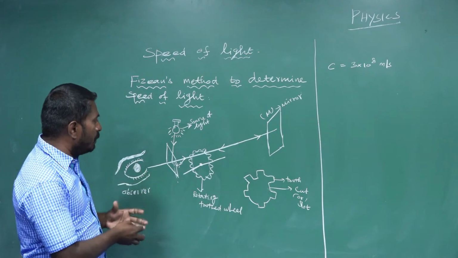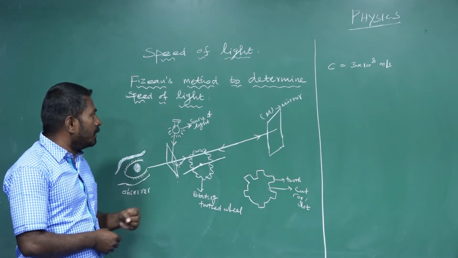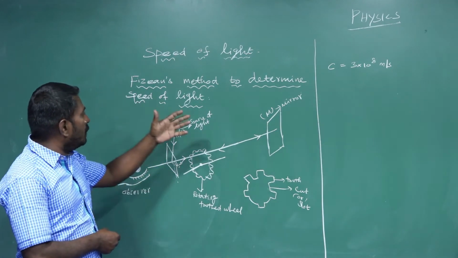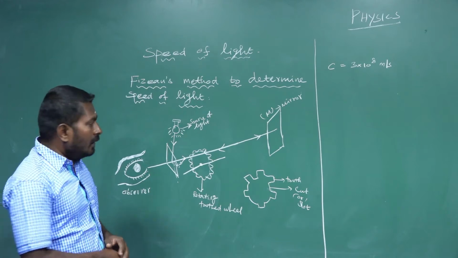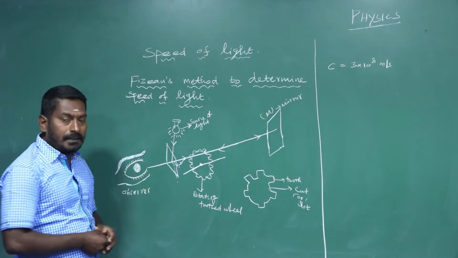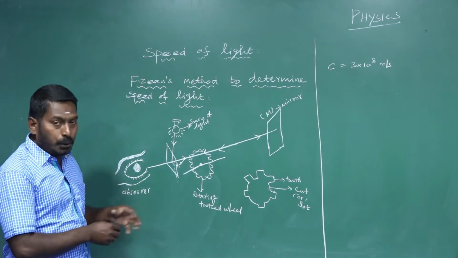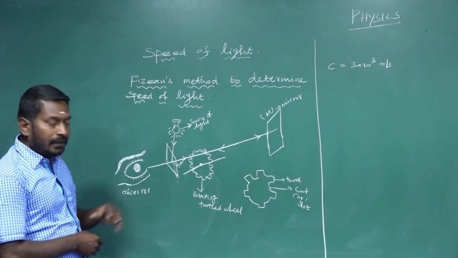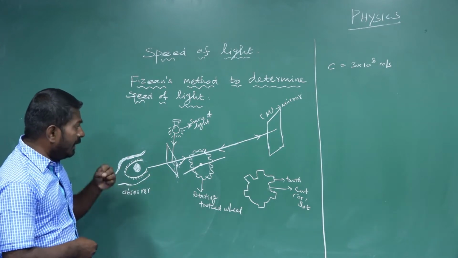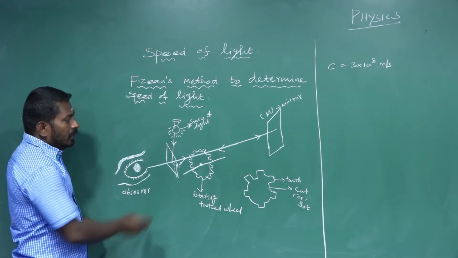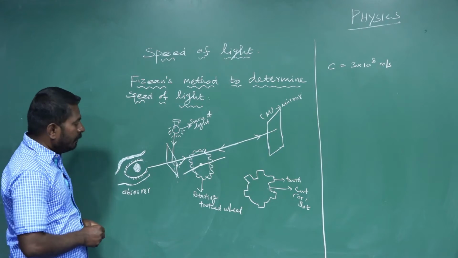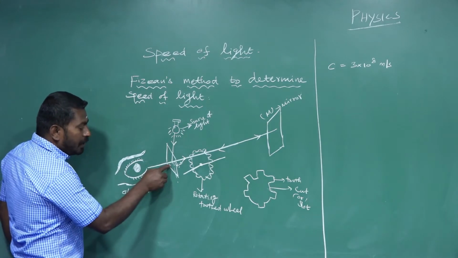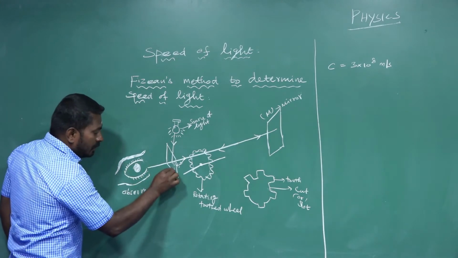Initially, we are going to see the apparatus construction of Fizeau's method to determine the speed of light. It is a simple apparatus. It was used by Fizeau to determine the speed of light in air. It consists of a source of light and a partially silvered glass plate.